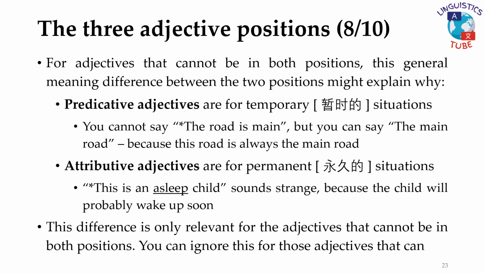To be clear, this meaning difference is only relevant for the small number of adjectives that can only be in one of the two positions. Thus, you can ignore this general meaning difference for the vast majority of adjectives, which can appear in both positions. Thus, for example, the adjective dead can be both attributive and predicative. So even though death is a permanent situation, the general meaning difference doesn't apply to this word.